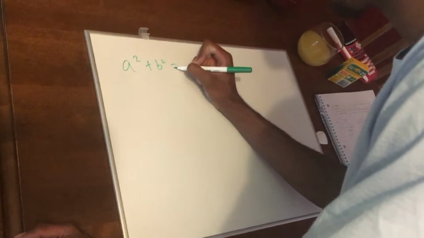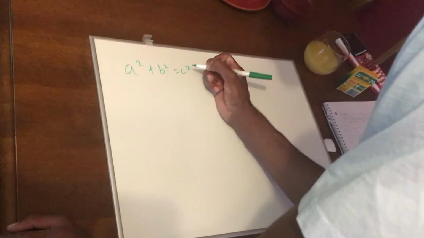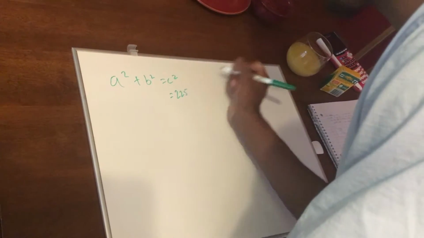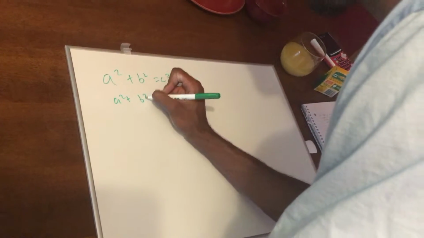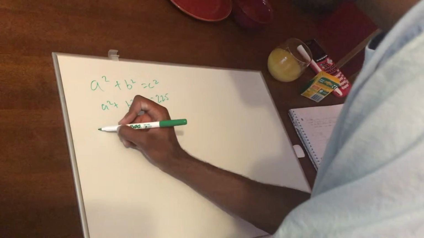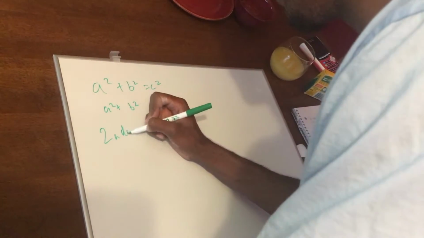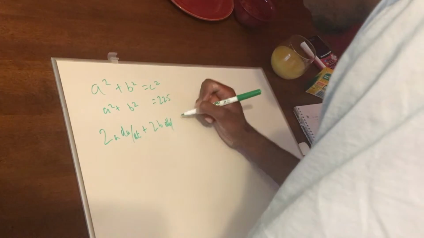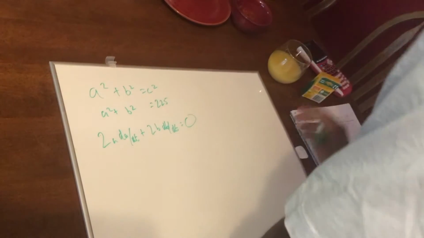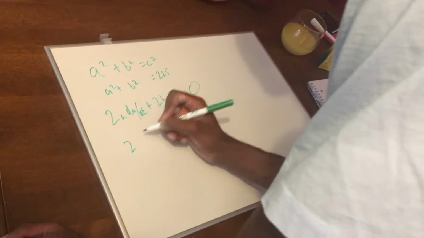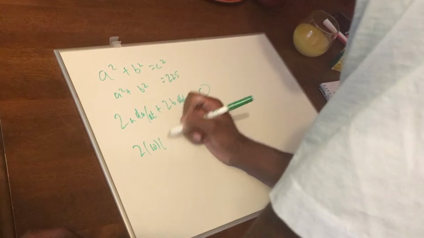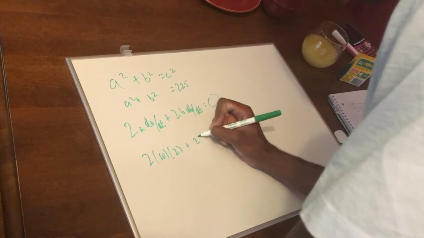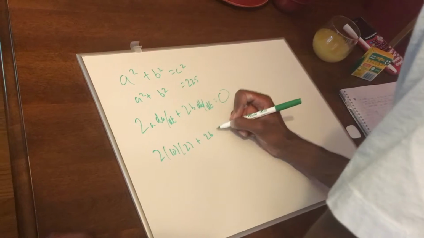Alright, so we're going to start off with the Pythagorean theorem for a right triangle. So a squared plus b squared equals c squared, and we already gave you c, which was 15, so c squared is 225. Then we're going to take the derivative, so we have 2a dA/dt plus 2b dB/dt equals 0. We're going to plug in what we know, so we know that a is 10, dA/dt is 2, and then we don't know dB/dt or b.